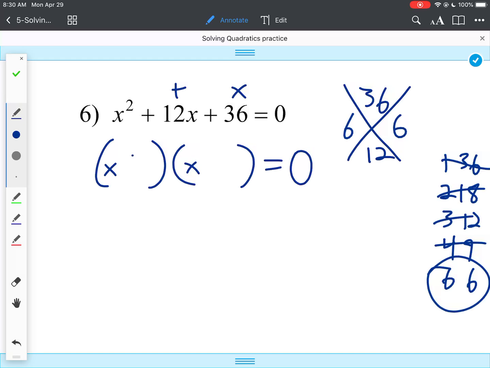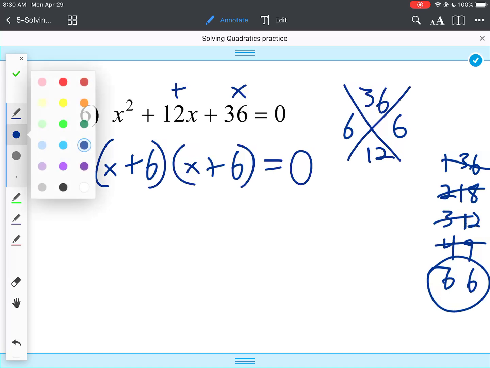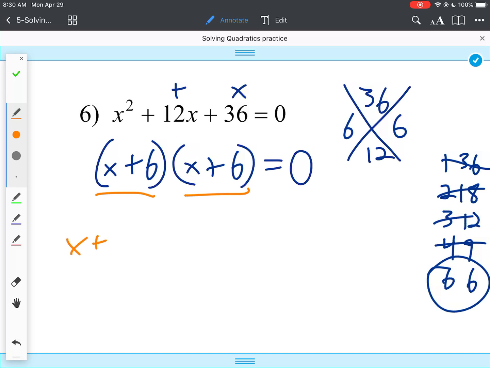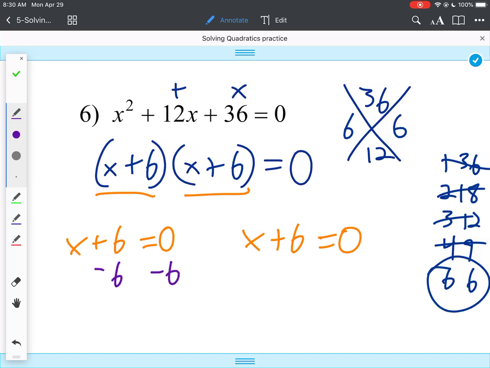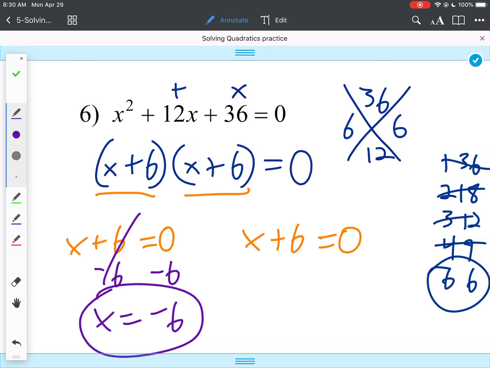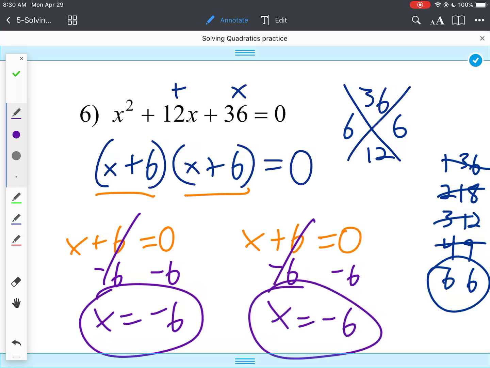Okay, so the plus 6 and plus 6, and now we split them up into two equations. Okay, we got 1 and 2, so x plus 6 equals 0, and x plus 6 equals 0. All right, they're actually the same equation, aren't they? But that's all right, so we'll just do it twice. Subtract 6, so you got x equals negative 6, and subtract 6, you got x equals negative 6. And that's it, and you're done.